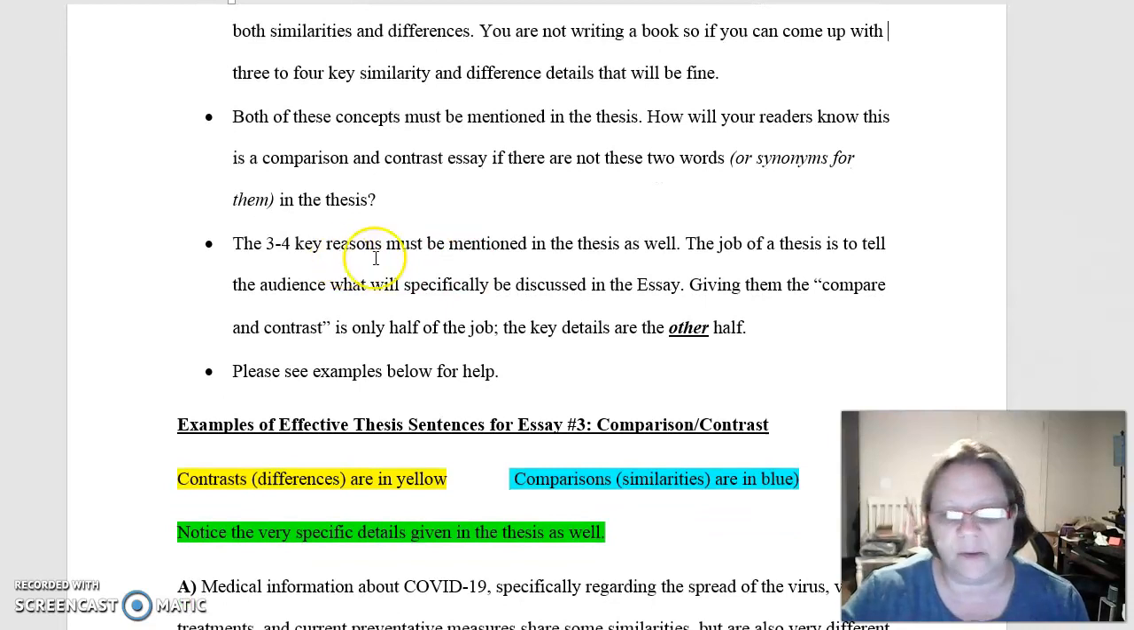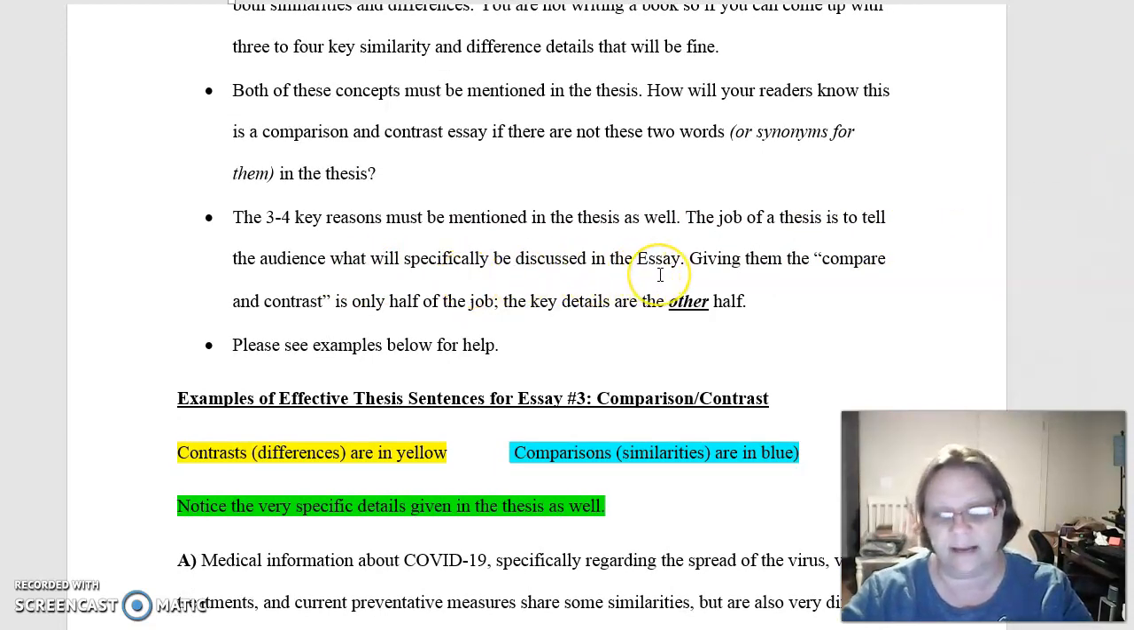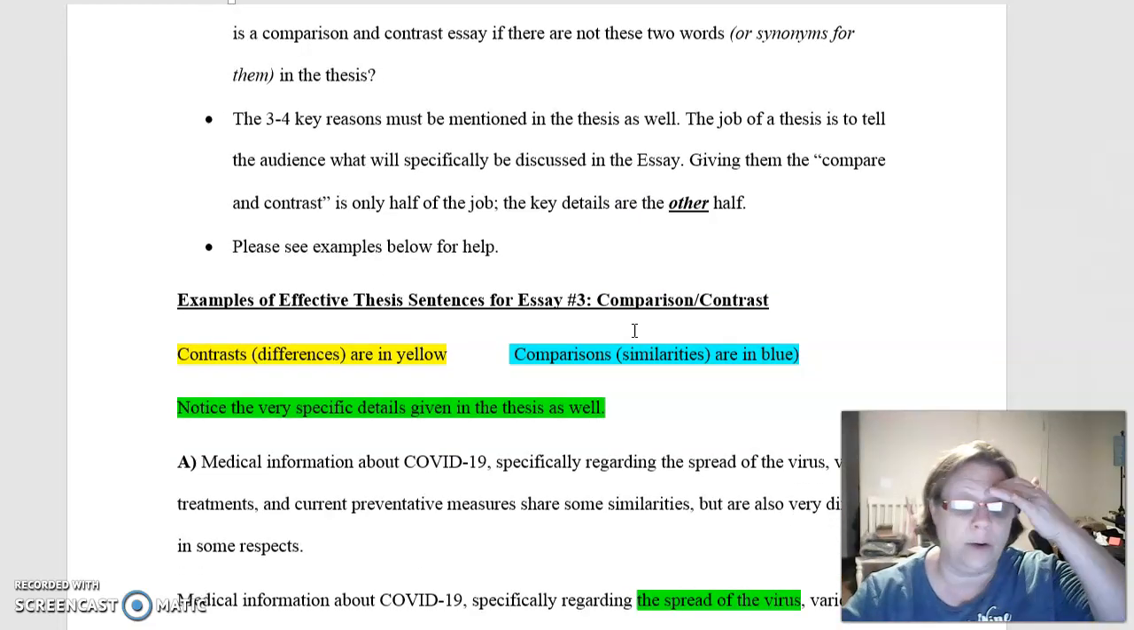3 or 4 key reasons must be mentioned in the thesis as well. Again, the job of a thesis is to tell the audience what will specifically be discussed in the essay. So giving them the compare and contrast is only half the job. The key details are the other. Okay, so please see examples below for help.